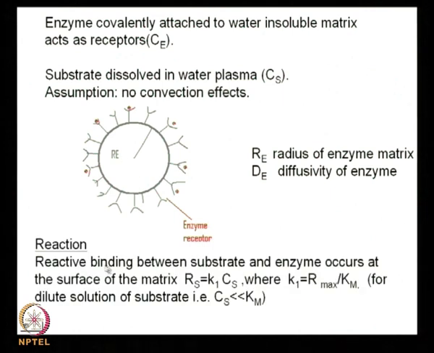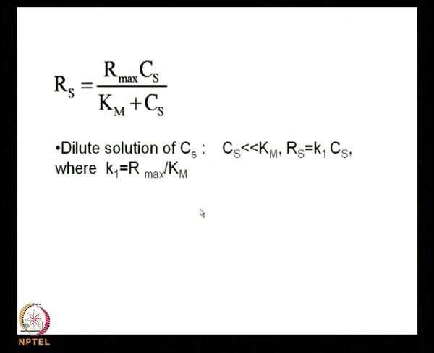The reactive binding between the substrate and the enzyme occurs at the surface, and we will do, as I said, 2 extreme cases: large concentration of substrate and small concentration of substrate. Okay, so look at these 2 cases. This is my Michaelis-Menten kinetics in the limit of dilute solution, that is small concentration. CS is much smaller than Km, and my RS is K1 times CS, where K1 looks like a first order rate constant, and it is R max over Km.